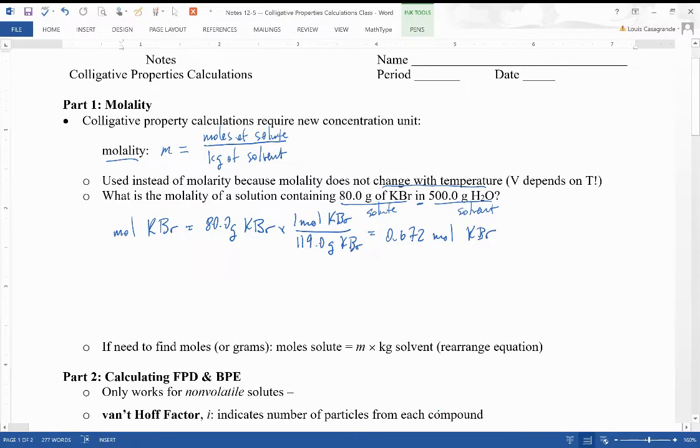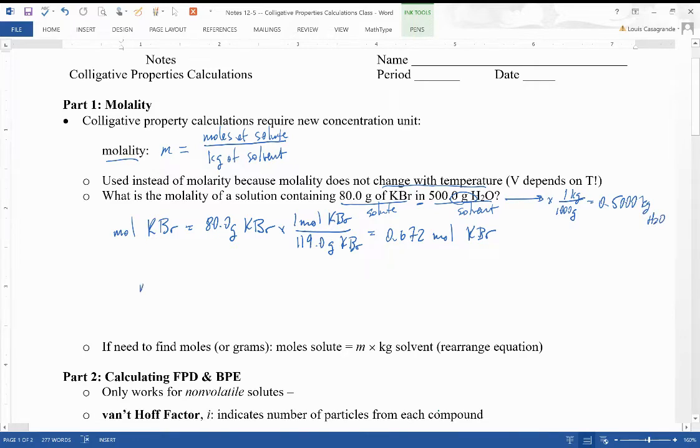Also remember, we've got to convert grams. I say remember, you're just finding this right now. Make sure we always convert to kilograms. So 500 grams multiplied by 1 kilogram over 1,000 grams, and we get 0.5000, oops, sorry, too many zeros, 3 zeros, kilograms of the solvent H2O.